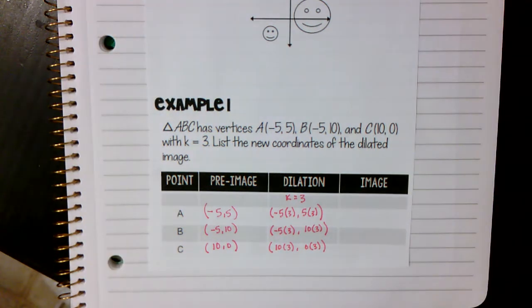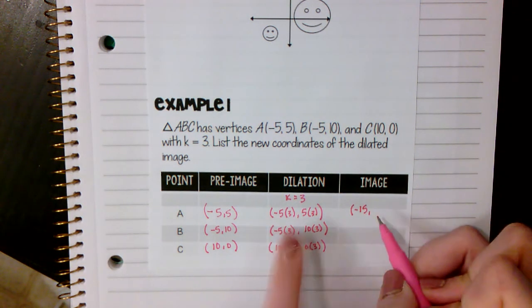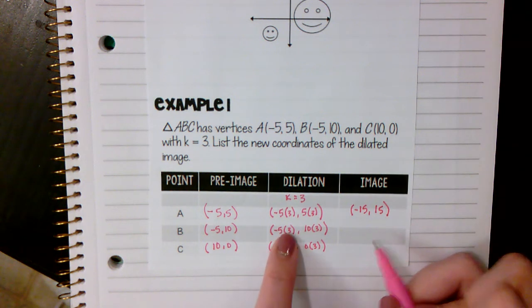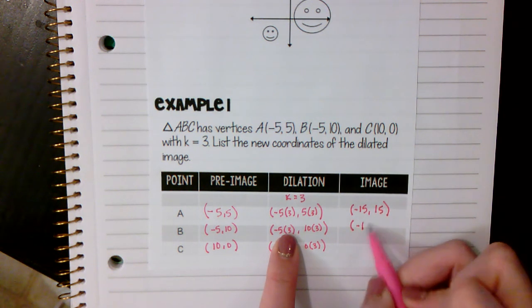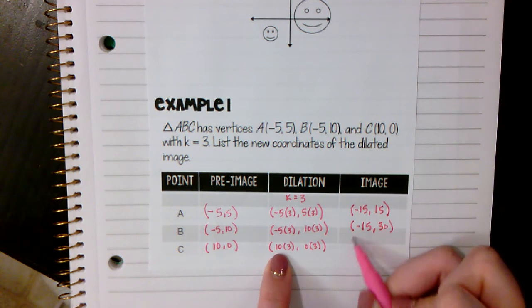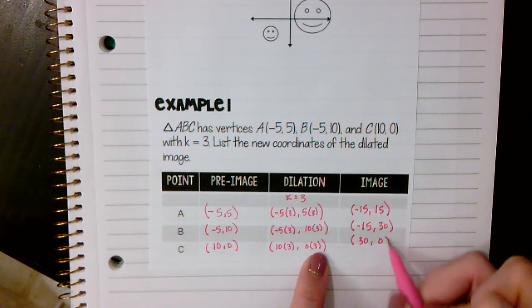So I have just put times 3 beside every number. Negative 5 times 3 is negative 15. 5 times 3 is 15. Negative 5 times 3 again right here is negative 15. 10 times 3 is 30. And then down here, 10 times 3 is 30. 0 times 3 is 0.